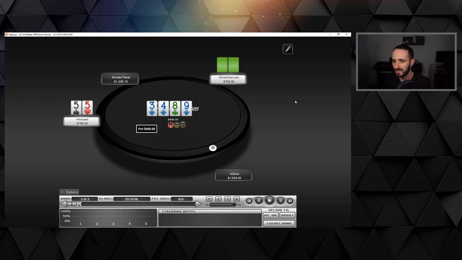Turns a nine of diamonds, it goes check-check. Obviously, I'm going to check-fold fives. I think fives at this point in the hand is basically a pair of napkins. It's going to be very hard to win.